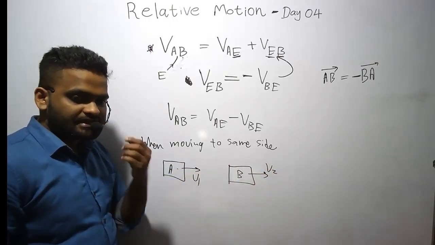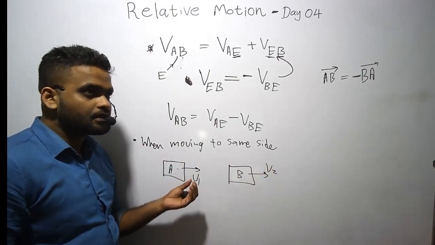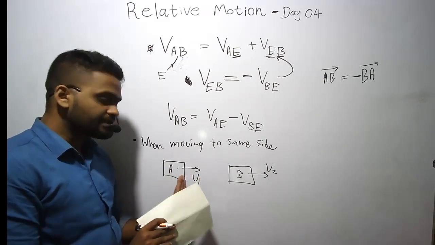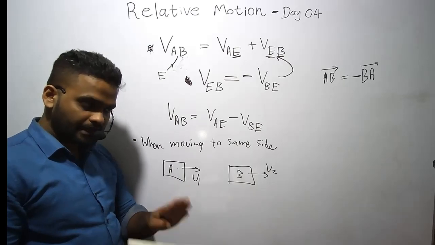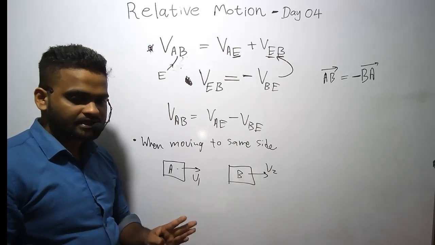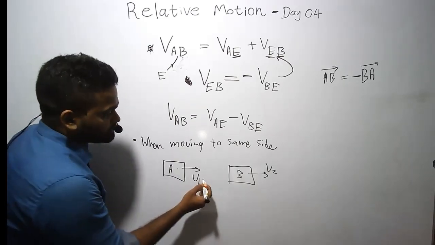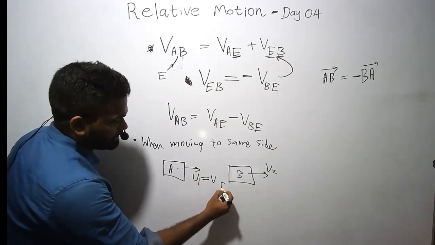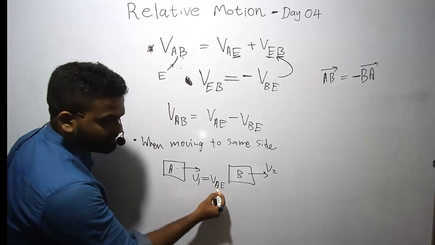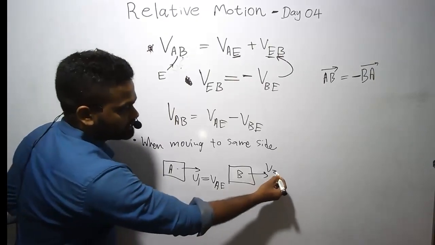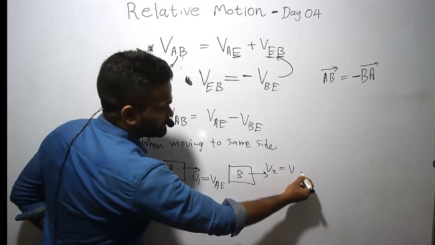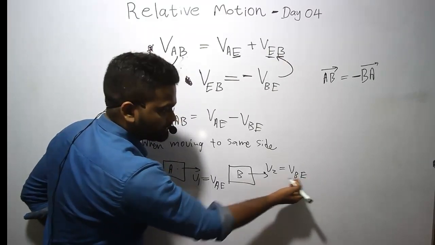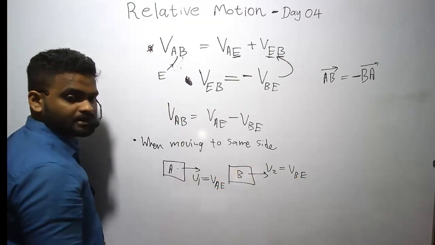When they say just velocity, without saying relative to something, it means it is always relative to Earth. So they are not mentioning Earth, right? So this V1 is the velocity of A relative to Earth. This V2 is the velocity of B relative to Earth. So that is what V1 and V2 mean.